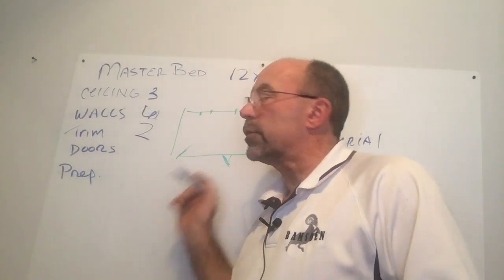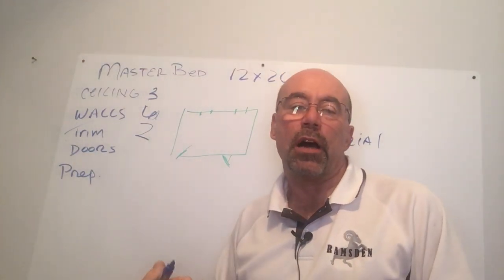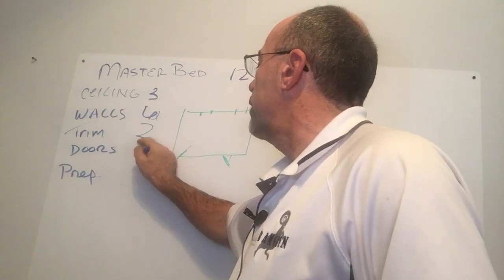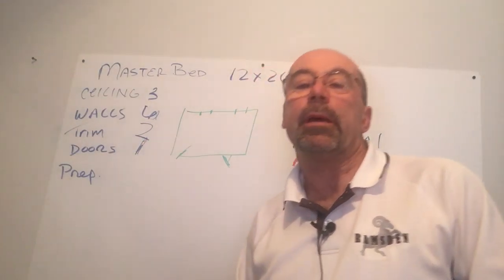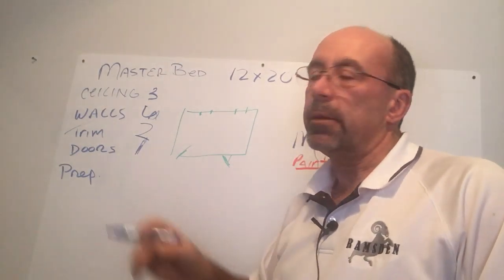So doors, we have the 2 doors. We're only going to do one side each. We always pull the lock sets off those doors anyway, so I'm just going to allot an hour for the 2 doors. And then this is one place where a lot of people make the mistake, and this is where they lose money on the estimate: the prep.